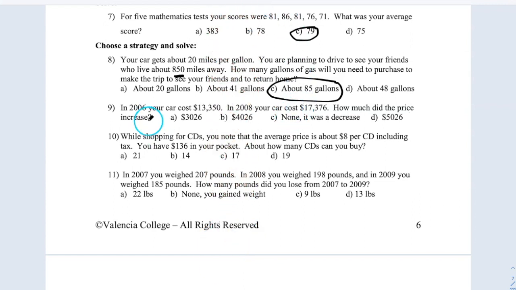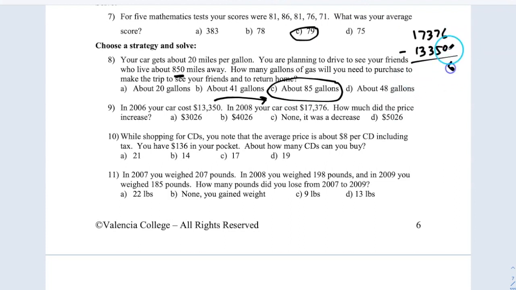Next. In 2006, your car cost $13,350. In 2008, your car cost $17,376. It went up in price. Interesting. That doesn't happen in real life. How much did the price increase? Okay, increase. How much did it go up? What do you do? Subtract the big number minus the small number. Now, it went from 13 to 17, so it increased, it went up. That's the main idea. Let's subtract.